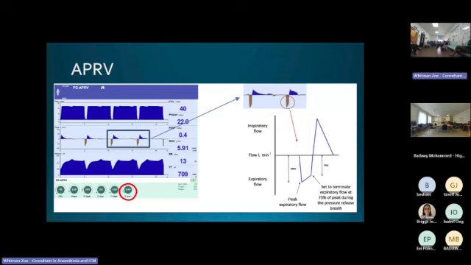A good thing to read about APRV: Kaz Sampson, who's one of the Glenfield consultants, did a BJA Education article about APRV a few years ago, and it's really well written and makes it make sense. So it's worth reading that if you want.